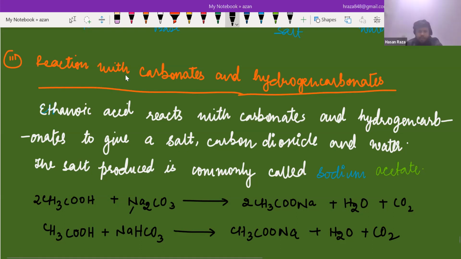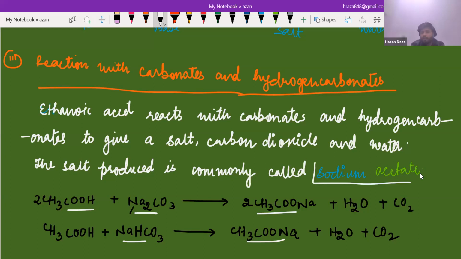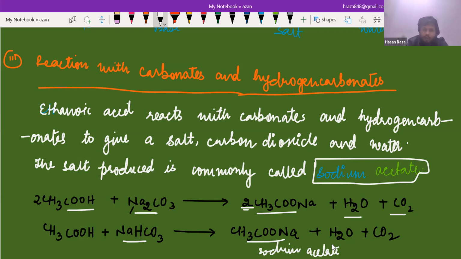So it's very easy to understand. As I told you, when you react an acid with sodium carbonate or sodium hydrogen carbonate, the product will be a salt, commonly called sodium acetate, along with H2O and CO2. The 2 is there only to balance it. Same products: sodium acetate, and then H2O and CO2. Okay, can I change the slide? Yes.